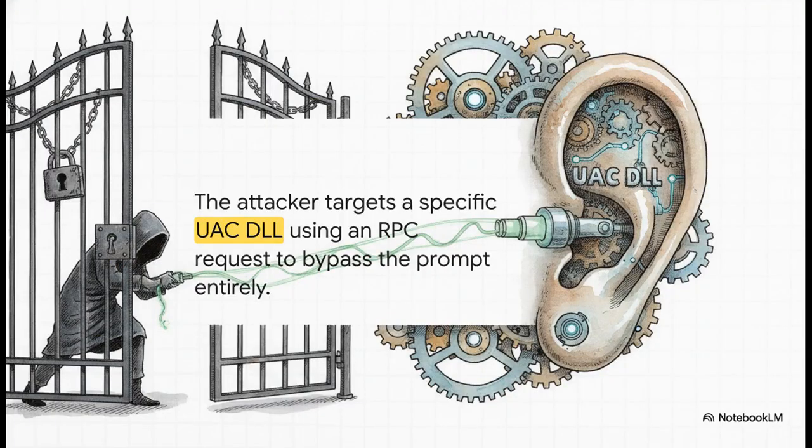The attack vector here is frankly incredibly clever. Instead of trying to brute force a password or trick some poor user into clicking yes, the attacker exploits a specific DLL, a dynamic link library file that lives behind the UAC mechanism. They manipulate this DLL using a crafted RPC, or remote procedure call. Put simply, the attacker is whispering directly into the ear of a trusted system component. They completely bypass the need to ever show a prompt on the screen.